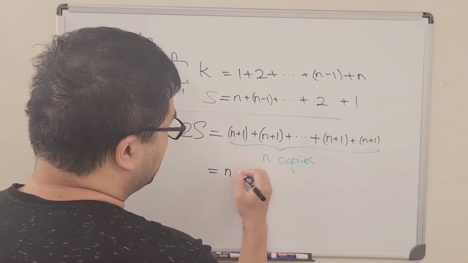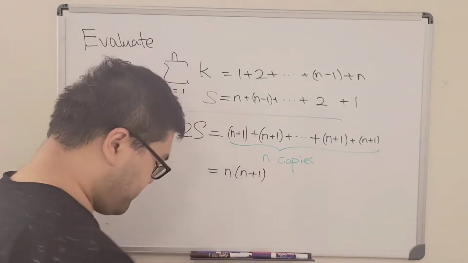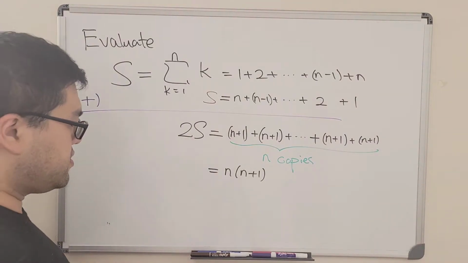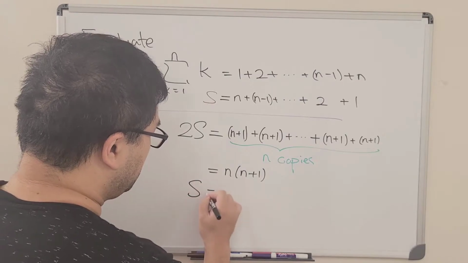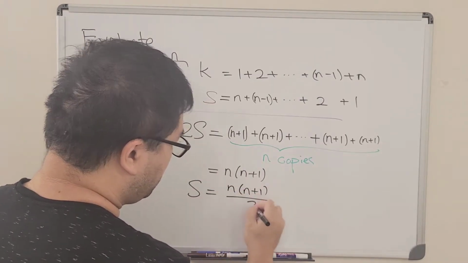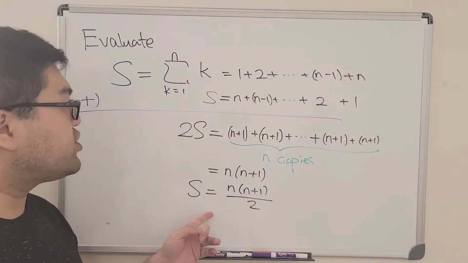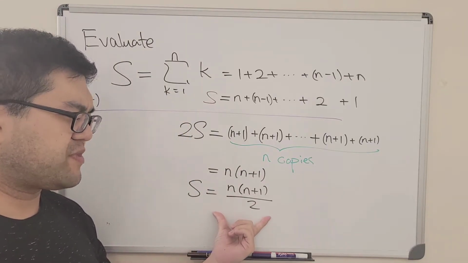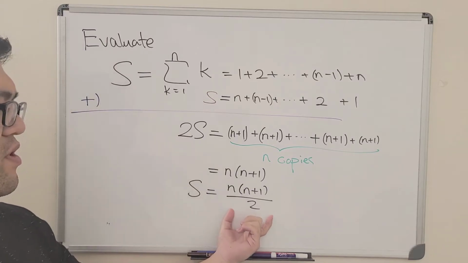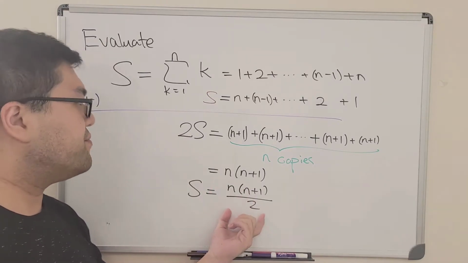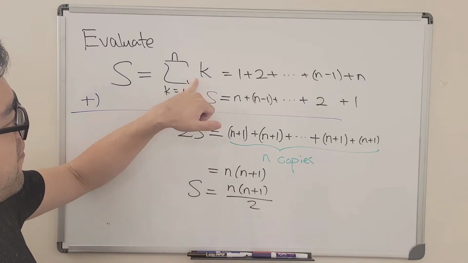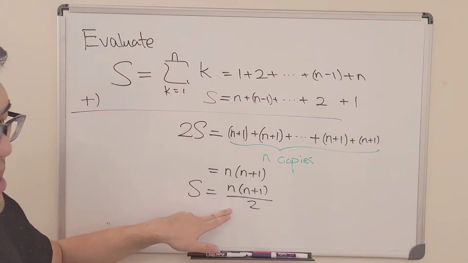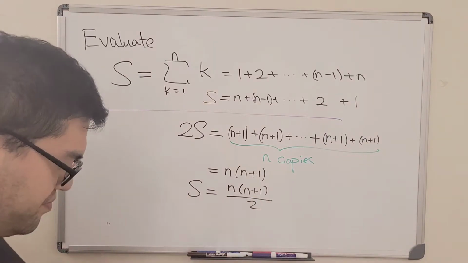It means that now we actually get n times n plus 1. So, to find out the actual sum, we just need to divide by 2 on both sides and get the final answer. Ta-da! We now get the result, which is the same as the one that we know. And here is the sum of the natural numbers from the first term all the way up to the nth term. We get n times n plus 1 over 2.